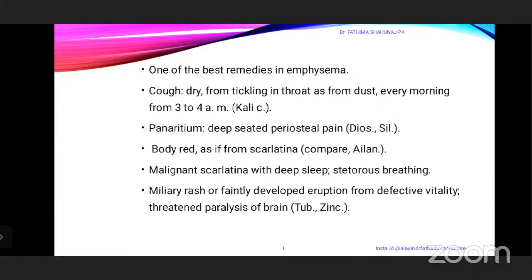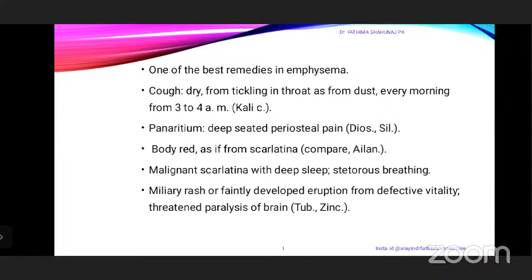And then the body red as if from scarlatina. It's compared with Ailanthus. There will be miliary livid rashes, returning annually, large blisters filled with a dark serum, irregular, patchy, livid eruption disappearing on pressure, cold, and Crohn's disease. So this symptom is compared. Then malignant scarlatina with deep sleep, stertorous breathing, and miliary rashes or faintly developed eruption from defective vitality, threatened paralysis of brain, which is compared with Tuberculinum and Zincum metallicum.